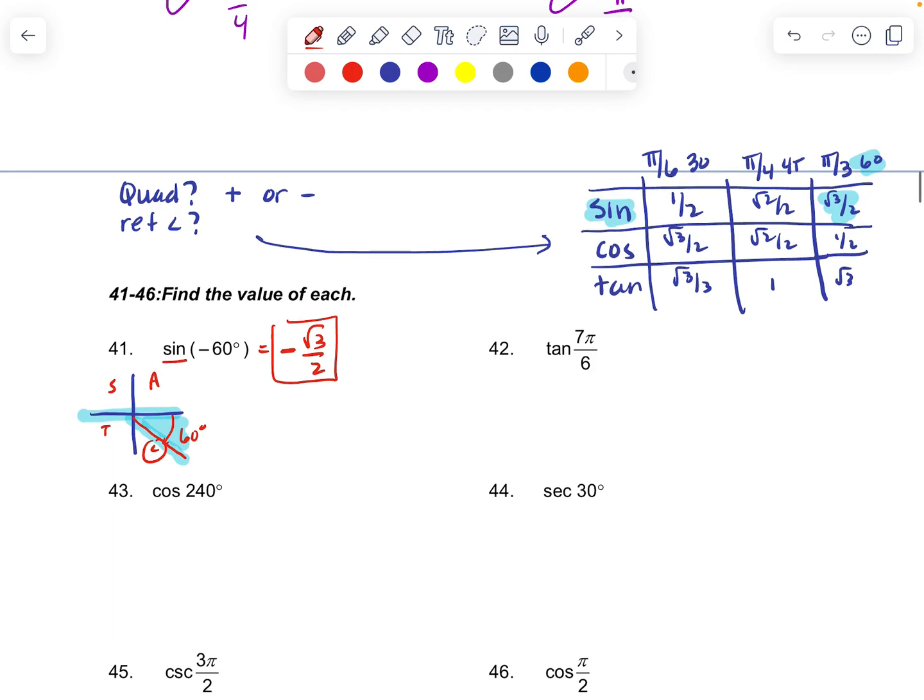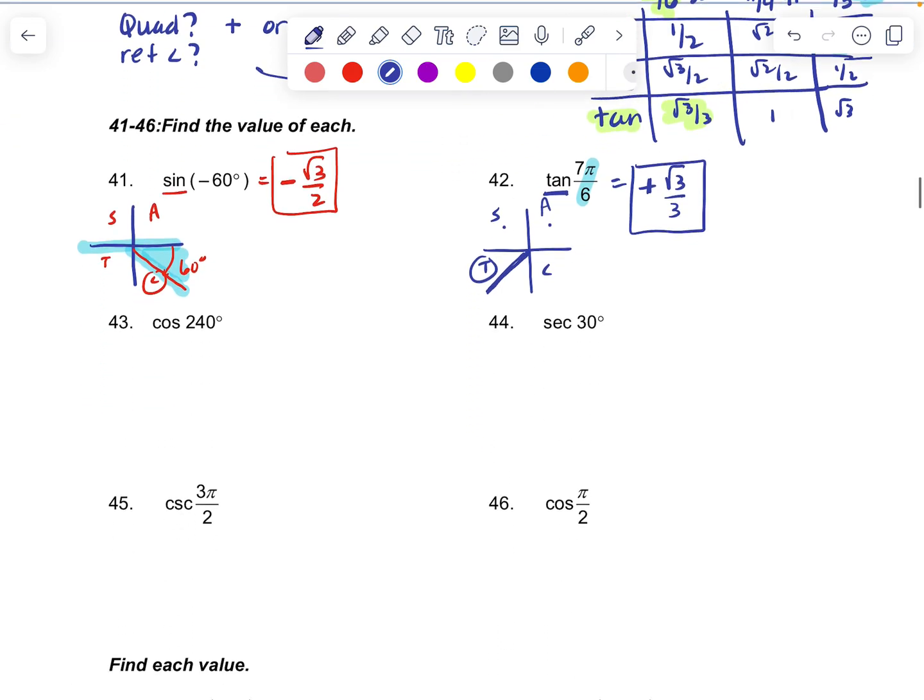Number 42, tangent of 7 pi over 6. Question number 1, where is 7 pi over 6? Remember, if you're counting 1 pi over 6, 5 pi over 6, 7 pi over 6 is right here. So I'm in quadrant 3, so that's all students take calculus. Only tangent is positive there, and look at that, I have a tangent, so now I know my answer is going to be positive. My reference angle here is just pi over 6, so if I look at, highlight in a different color, tangent of pi over 6 is radical 3 over 3, so your answer is going to be radical 3 over 3.